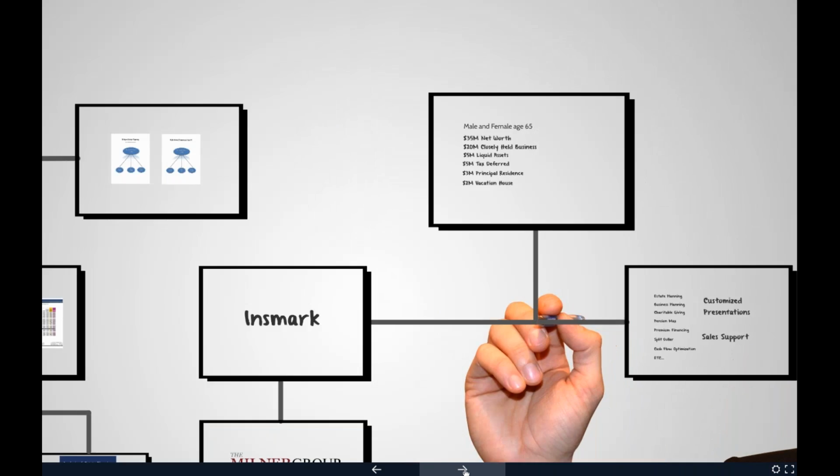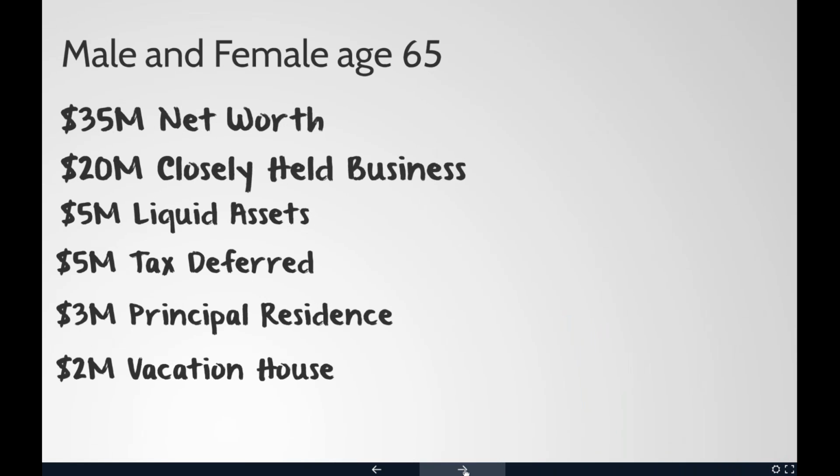All right, so I want to get into a little bit more complicated scenario that shows more in depth what the software can do for you. Okay, so in this scenario, this is a wealthy client, $35 million net worth total, male and female, age 65. Their wealth consists of $20 million of a closely held business. They have $5 million in liquid assets.